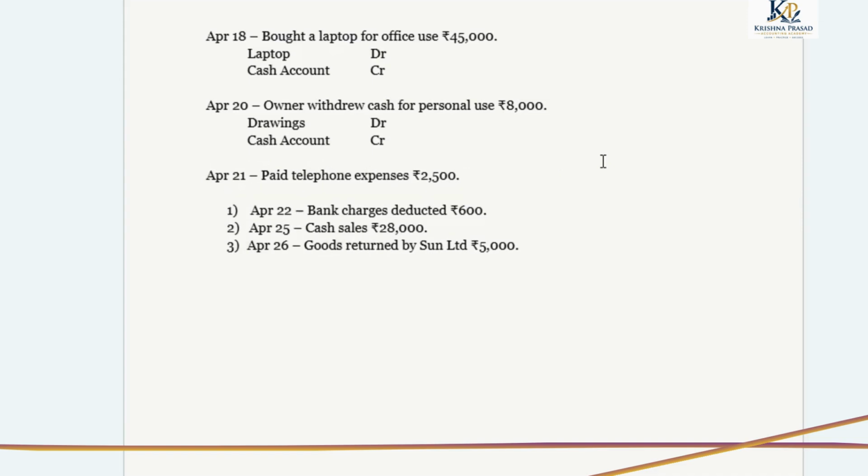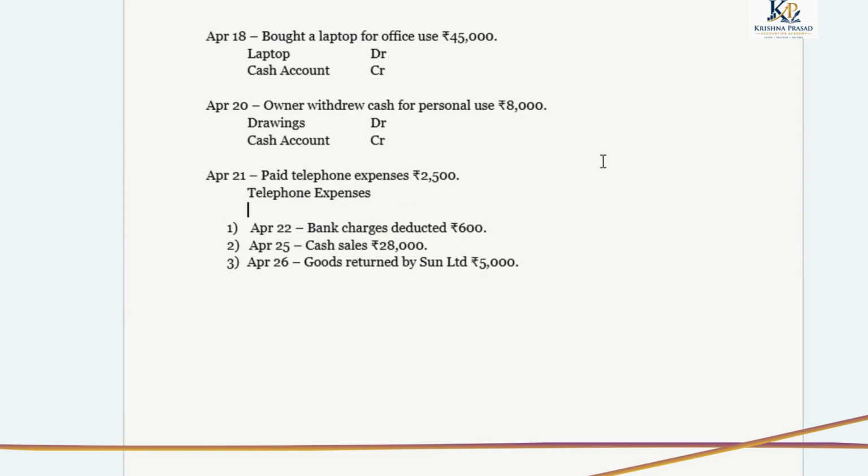Next, paid telephone expenses. No cash, no bank, no party name. That means by default we need to take cash account. Telephone expenses, cash account. Telephone expenses, nominal account. Debit all expenses and losses, credit all incomes and gains. So we need to debit expenses.